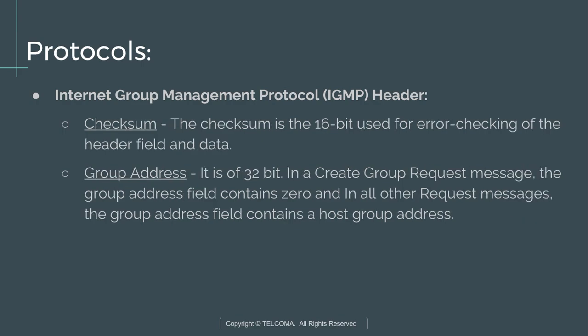Next is checksum. The checksum is 16 bits used for error checking of the header and the data. Whereas group address is 32 bits, and in a create group request message the group address field contains 0, and in all other request messages the group address field contains a host group address. So this is all about the protocols.